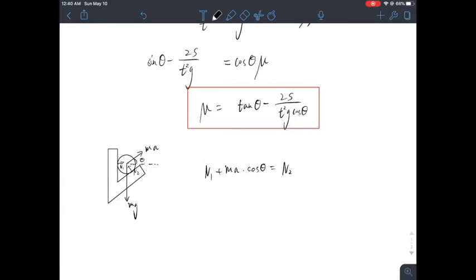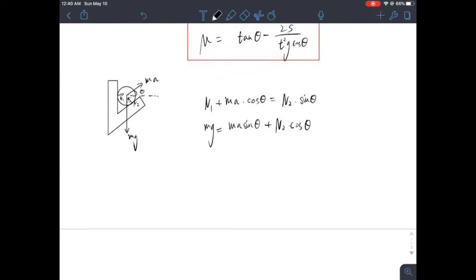Then we know n1 plus ma times cosine theta, because this angle is theta, is equal to n2 times the sine of theta. That's in the horizontal direction. In the vertical direction, we have mg is equal to ma times sine theta plus n2 times cosine theta. So then we will get, solving for n1, an expression.